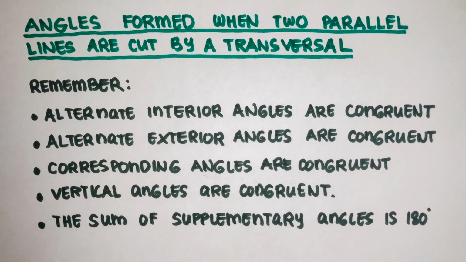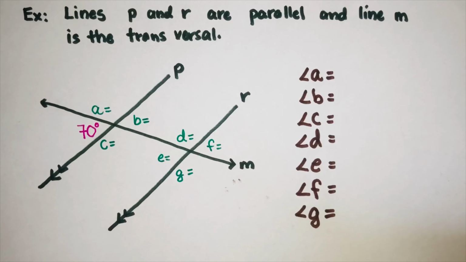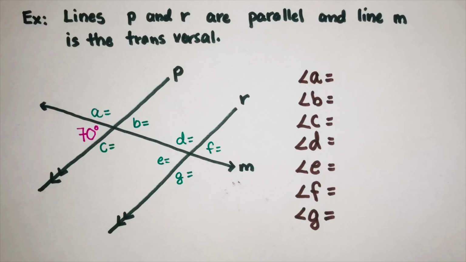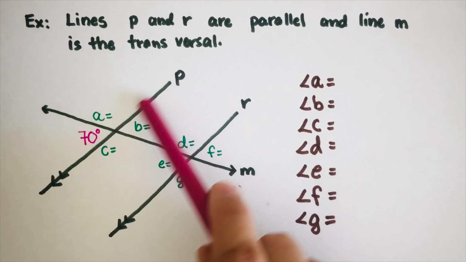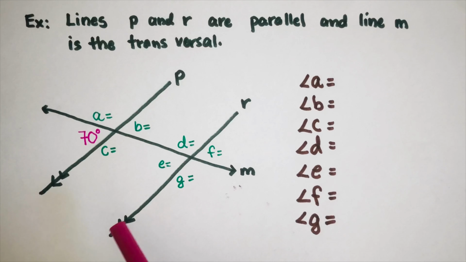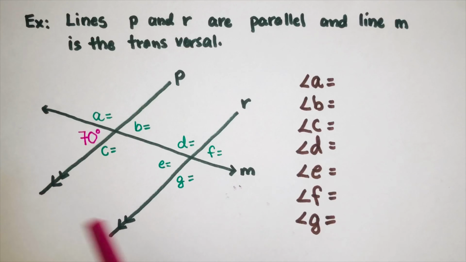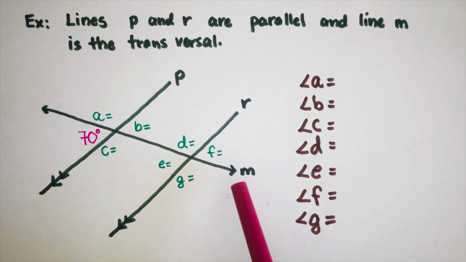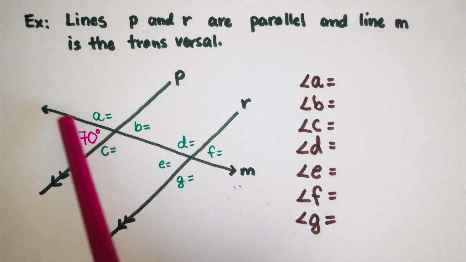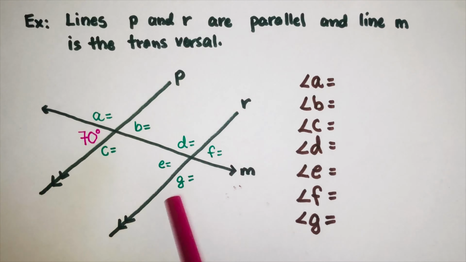Now let's use these theorems that we have here in some examples. So let's take this first example right here. We are given lines P and R. These two lines right here are parallel. Again, this is telling us that they are parallel to each other. And then the line M is the transversal. So this is the line that cuts through these two parallel lines.